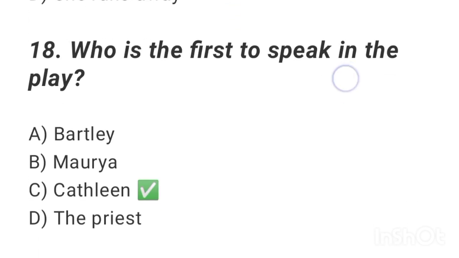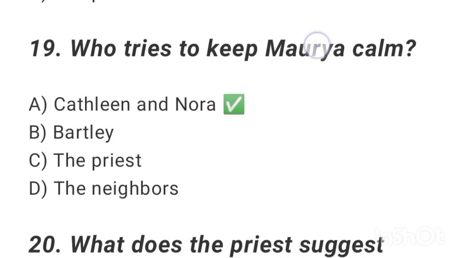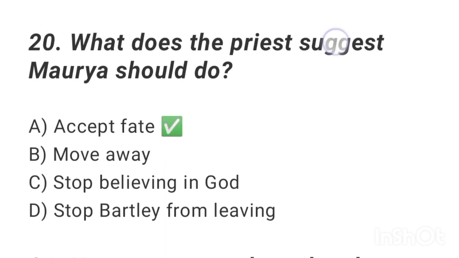Next question, who is the first to speak in the play? Kathleen is the first character to speak in the play. Next, who tries to keep Maurya calm? Kathleen and Nora try to keep Maurya calm. Next question, what does the priest suggest Maurya should do? Answer, accept the fate.